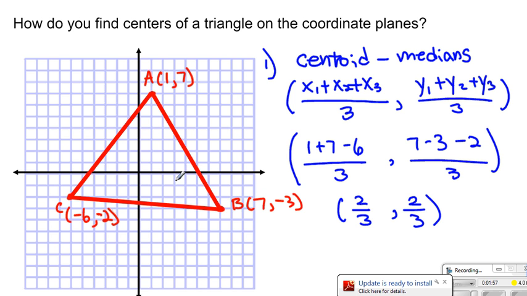So let's look at this one. 2/3 would be around here, and then 2/3. So I'll say this point around here is the centroid, and I use the blue color to indicate it.